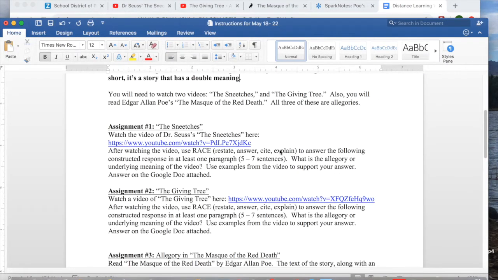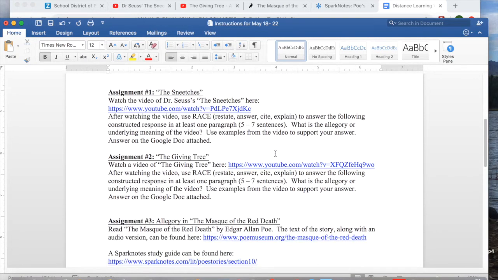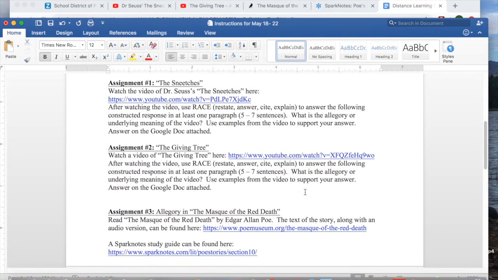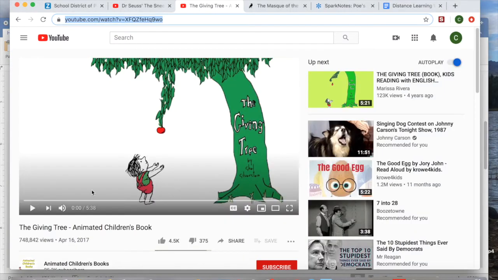The next thing you're going to do is watch an animated version of the picture book by Shel Silverstein called The Giving Tree. Now, many of you may have already read this as a kid. It's a great story. It's a classic. So I have a link. It's about 5.5 minutes. It's great. It goes through the whole book. It's animated. It's called The Giving Tree. So you're going to watch The Giving Tree.